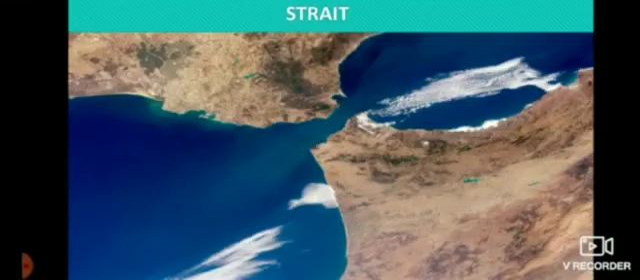Let us go for another landform, that is a strait. A strait is a narrow passage of water that connects two large bodies of water. For example, we have the Palk Strait between India and Sri Lanka.